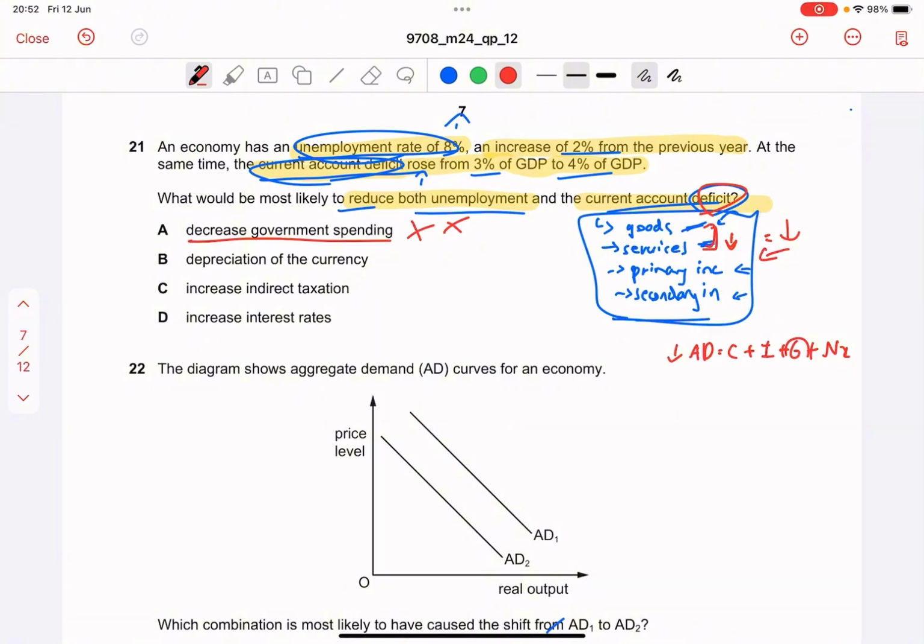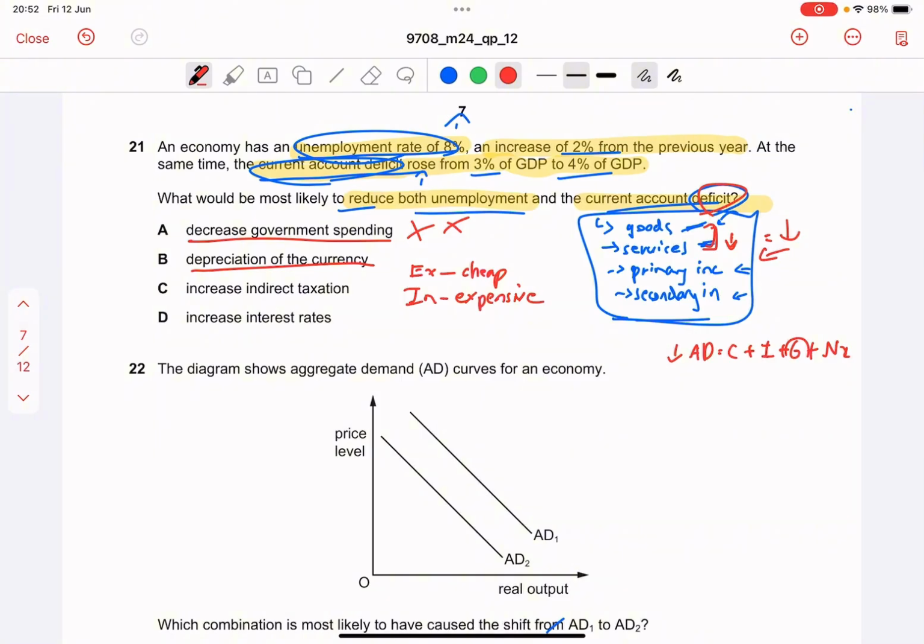The second one says depreciation of the currency. Now, what does depreciation of the currency mean? It means that the value of the currency has fallen. So if the value of your currency falls, the main thing you need to keep in mind is that your exports will be cheaper and your imports will be more expensive.